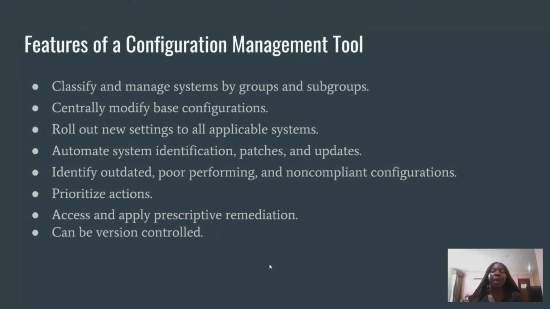So for example, for Ansible, you can have your main file that defines your base configurations, and you have subsequent files that allow you to make some specific changes, right? Then the third one is that it allows you to roll out new settings to all applicable systems. What does this mean? It means that you can make changes at any time to your infrastructure. You don't have to destroy and start all over again.